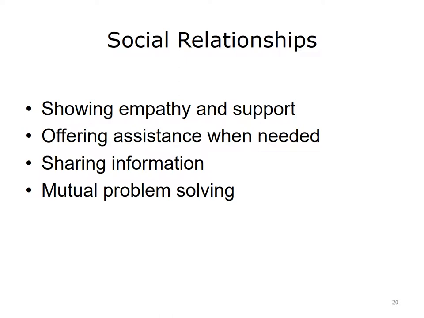Another element of team characteristics under team processes is that of social relationships. This is an important area for obvious reasons. Teams are made up of people. The ability to offer assistance when others are requesting it, to share information, not hoard information, and to be involved in a mutual problem-solving environment are vital characteristics as relationships are built within teams.